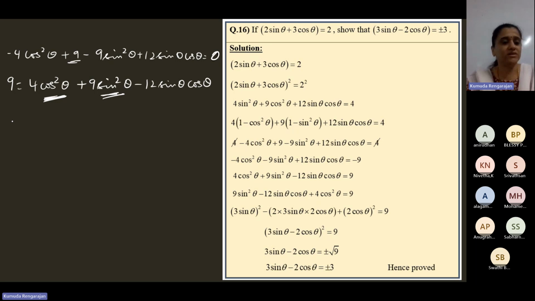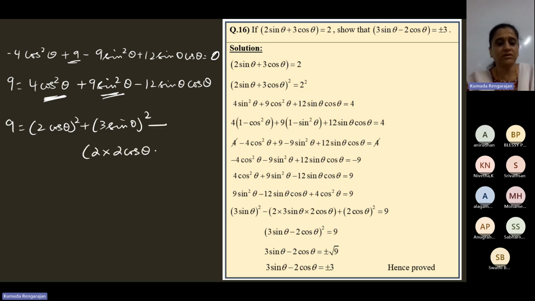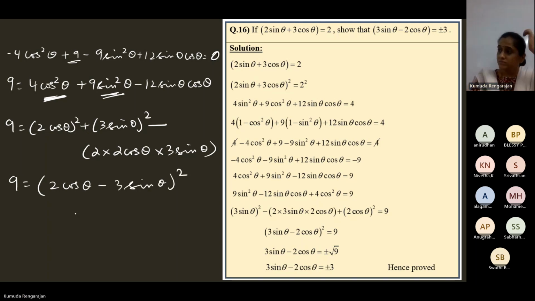So if you take this as a square, 9 is equal to 2 cos theta the whole square plus 3 sin theta the whole square minus 2 into 2 cos theta into 3 sin theta. Correct? A square plus B square minus 2AB. So this is A minus B the whole square. So 2 cos theta minus 3 sin theta the whole square. Am I right? 2 cos theta the whole square is A square, and 3 sin theta the whole square is B square.